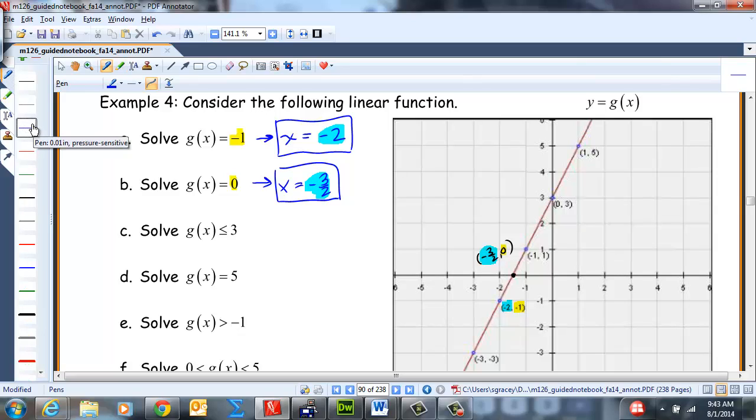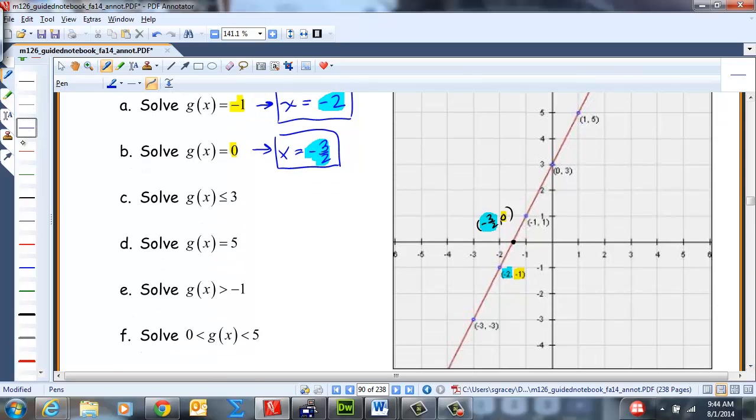Okay, so now this is an inequality. So now what we're looking for is, at what input values, so it'll be an interval of input values, do we have our y values, the function values, less than or equal to 3? So you're kind of looking here. If you look here, this here is where y is 3. So you're looking for all of the infinitely many x values that yield outputs that are less than or equal to 3.